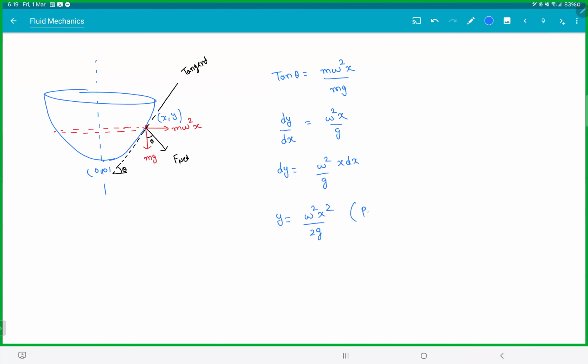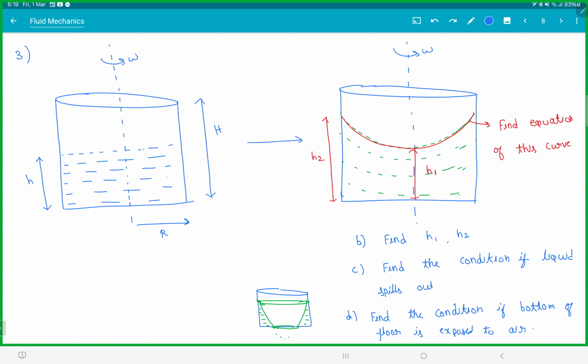In two-dimensional, this is a parabola. In three-dimensional, this is a paraboloid. So it actually forms a paraboloid shape. So we are choosing the bottommost point as 0, 0 as origin there. Now what? Now you need to find h1, h2. How will you do that? There I got you the equation.